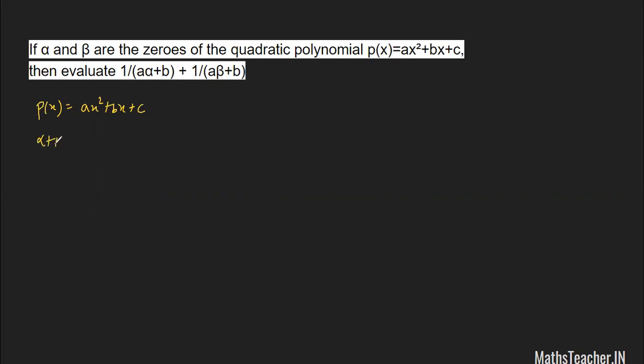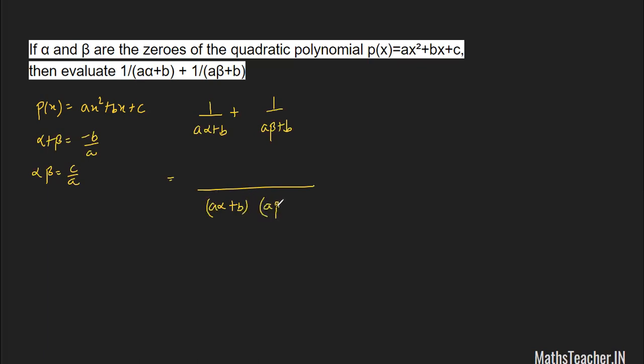We know there are formulas: alpha plus beta is minus b upon a, and alpha into beta is c upon a. Right now we have to find the value of 1 upon (a alpha plus b) plus 1 upon (a beta plus b). So what should we do right now? Let's take the LCM, (a alpha plus b)(a beta plus b). So that's it.